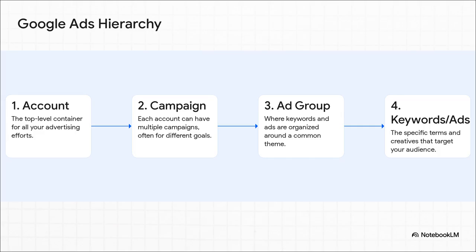Okay, so let's look at the whole hierarchy, from top to bottom. You've got your main account way up at the top. Underneath that, you have your campaigns. And then, tucked inside each of those campaigns, you have your ad groups. See? It's right there at that ad group level where you organize all your specific keywords and ads. And trust me, this is exactly where the magic or the total mess happens.